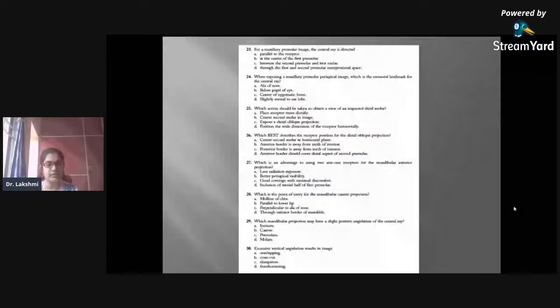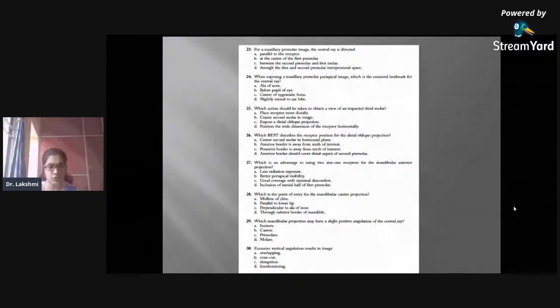25th question, which action should be taken to obtain a view of the impacted third molar? Option is C, expose a distal oblique projection. Okay, and 26th, which best describes the receptor position for the distal oblique projection? That is C, posterior border is away from the teeth of interest.